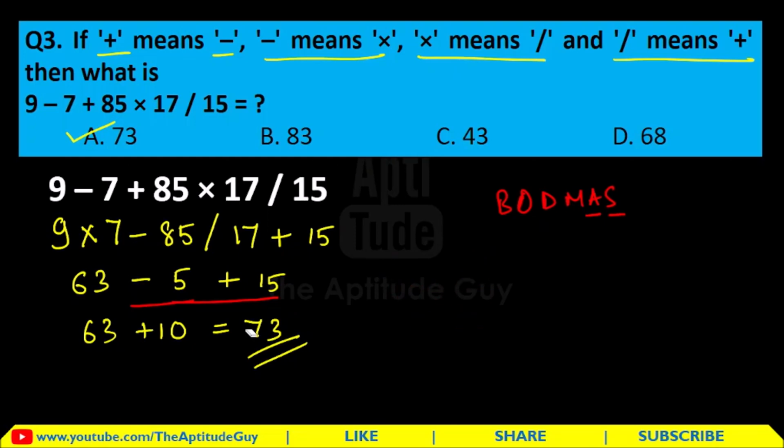43 would have been the correct answer if there were brackets over here. Then according to the B of Bodmas, first we would have to solve the brackets. 5 plus 15 is 20. Then 63 minus 20 would be 43. But since there are no brackets, of course the answer is not 43. The answer is option A, that is 73.